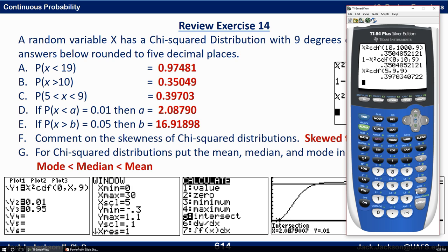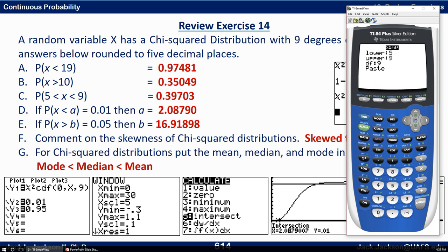Now, the next one is an inverse chi-square. So you go here and you start looking, and unfortunately, you notice that there is no inverse chi-square. Bummer. Okay, so we don't have such a super shortcut going on. We're going to have to do it this way. So what you do is you graph the chi-square CDF.